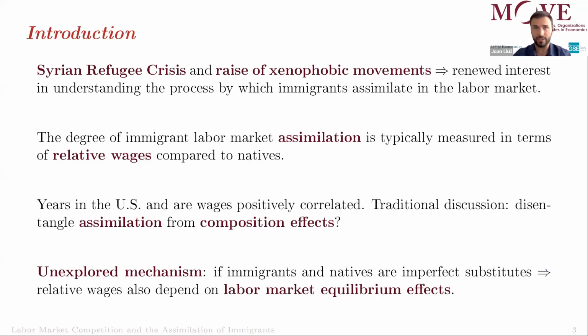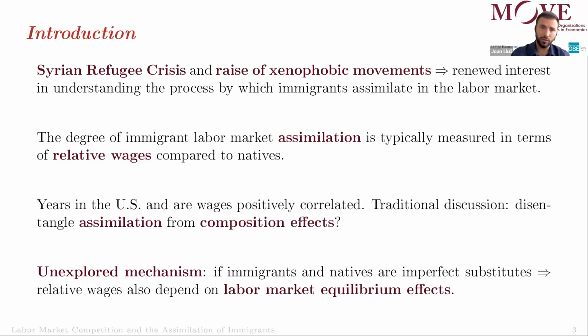So indeed, there is a very positive correlation between years in the US and relative wages of immigrants compared to natives. And the traditional discussion in the literature has always been about the extent to which this is assimilation of immigrants, or to what extent this is driven by changes in composition effects. What we're going to talk about today is a different mechanism. It's a new mechanism that hasn't been explored, which is labor market competition.